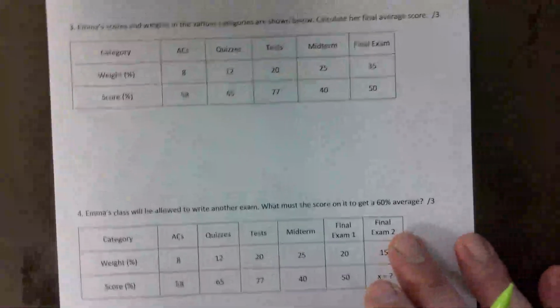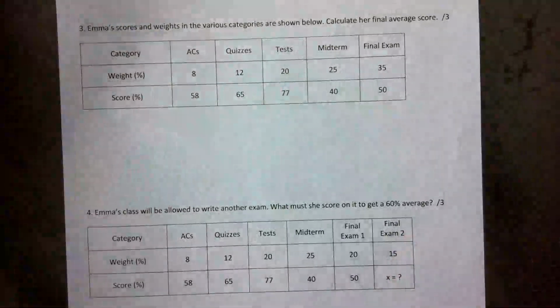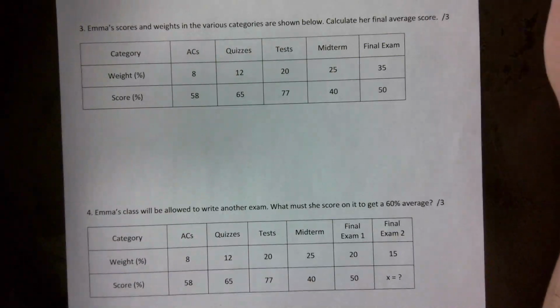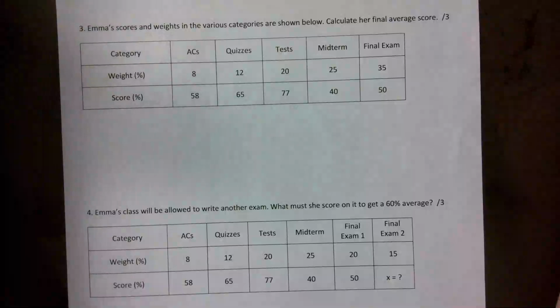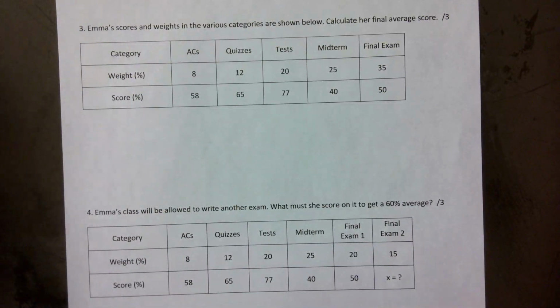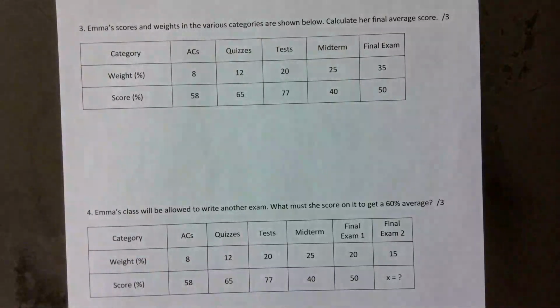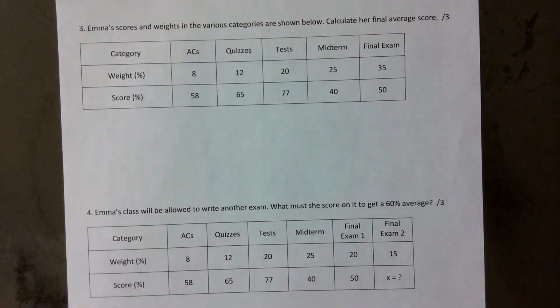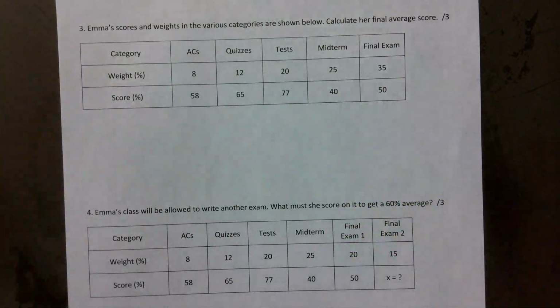Okay. Backside. Emma's scores and weights in the various categories are shown below. Calculate her final average score. Can I just say something? This is one of the favorites for the province. There seems to be one of these almost every exam. Like, I won't say every exam, but quite often. Calculate the final score for someone. Okay? That one should be a slam dunk, right?